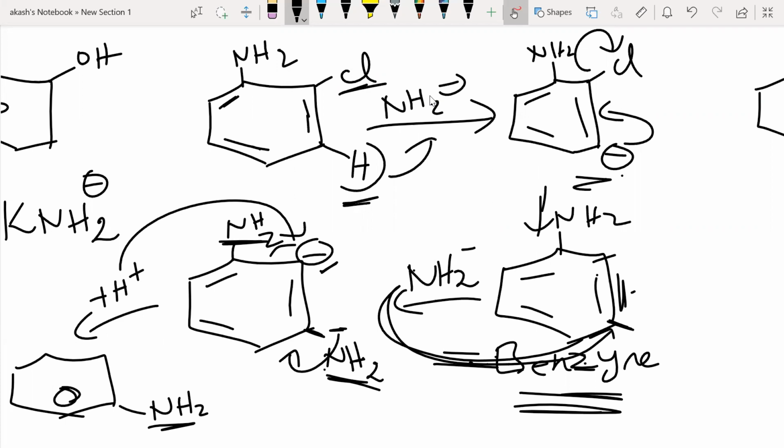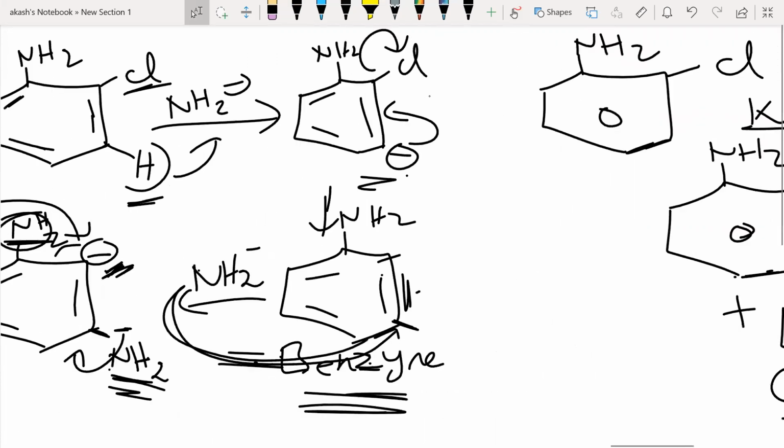Yeah, so what I was telling, it's all about the negative charge. You see, the negative charge is in between your two electron withdrawing groups. That means this carbanion which is getting formed is a little more stable when I compare it to the other structure, if I can draw the other structure.